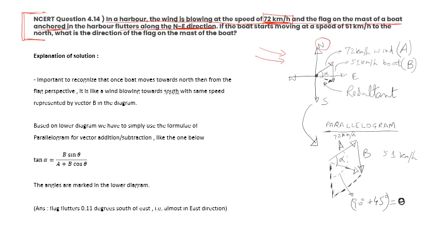A compass is shown: north, south, east. The flag is fluttering in the northeast direction. So we can draw the wind blowing in this direction at the speed of 72 kilometers per hour, causing the flag to flutter in the northeast. Northeast means this is at an angle of 45 degrees with respect to east. That's why it is northeast. Let's look at the next part of the question.